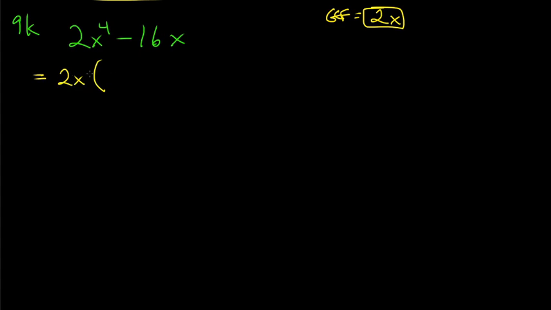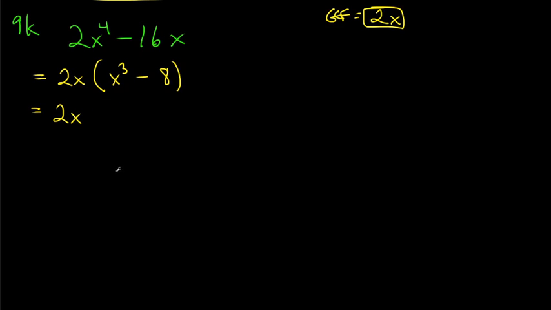When we divide, 2 divided by 2 is 1. X to the fourth divided by x is x cubed. And negative 16x divided by 2x is just negative 8. Okay, well, are we done? Not necessarily, right? Because this looks like a cubed minus b cubed. Yep, so it's another difference of cubes.